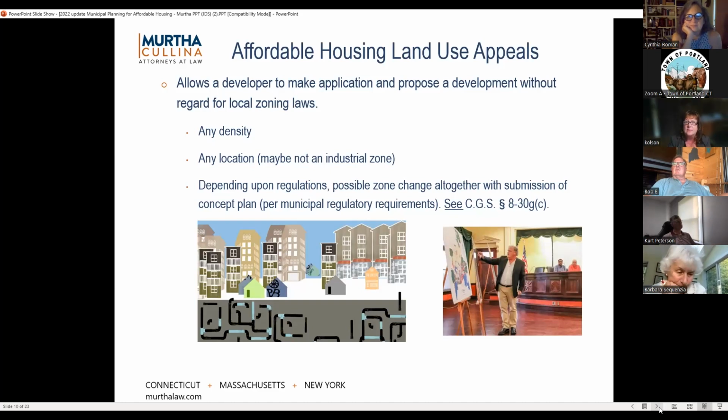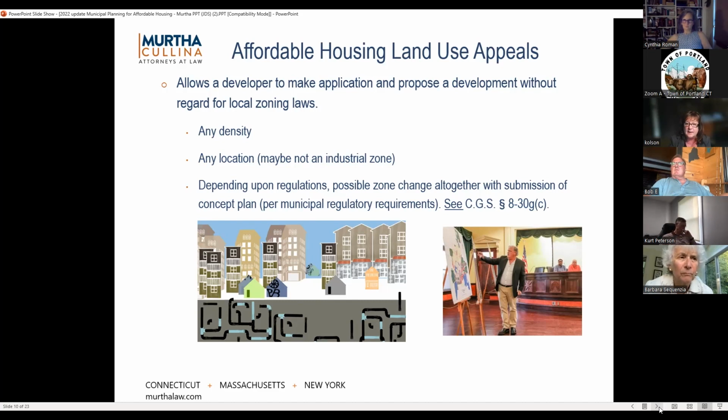Okay, so as I said, 8-30g allows developers to come in with affordable housing projects that meet the criteria. And in doing so, they get to be exempt from your local zoning regulations. What does that mean? It means everything from not having to meet your driveway ordinance, to not having to meet your density requirements, to building lot coverage, anything. It really runs the gamut. And again, there are very, very limited exceptions to this, which over the years have become even more limited.